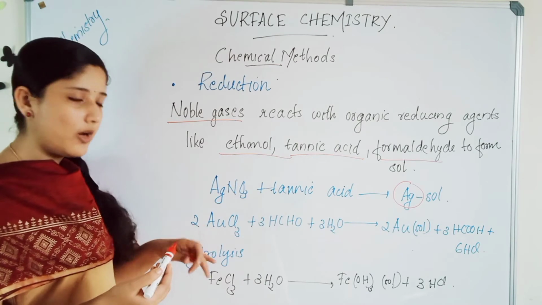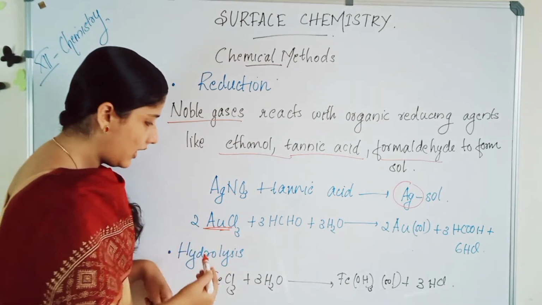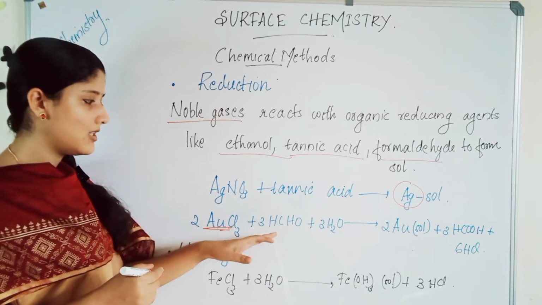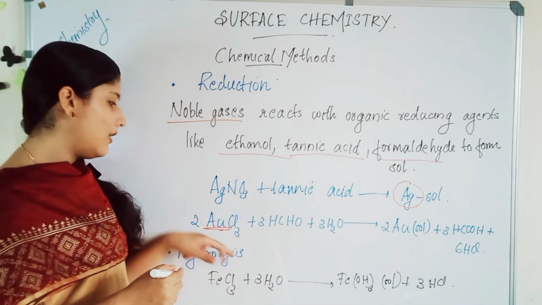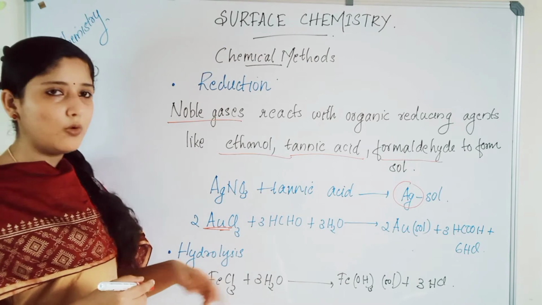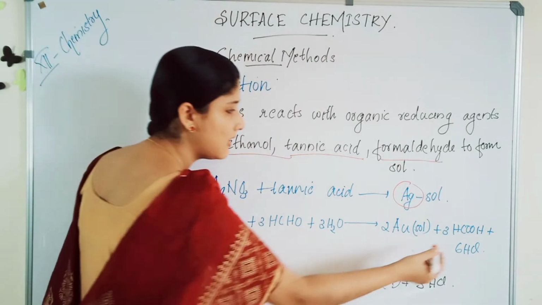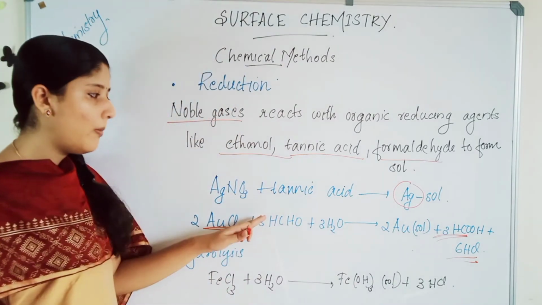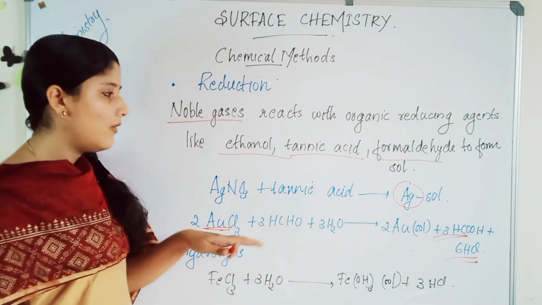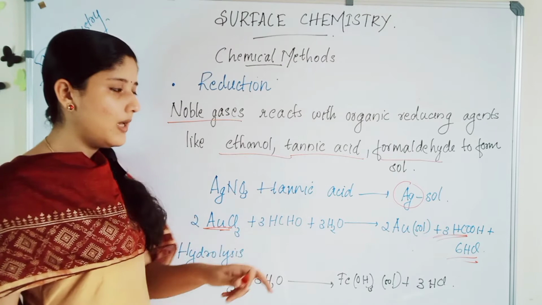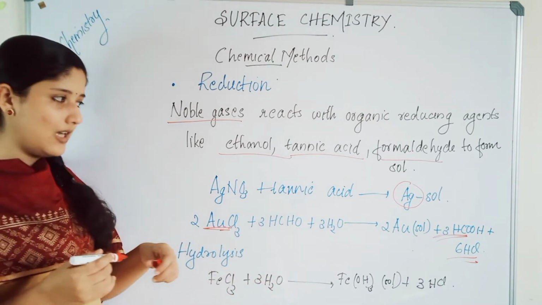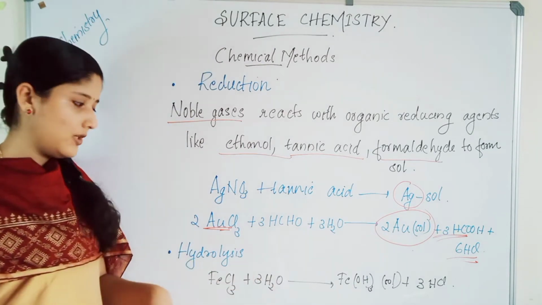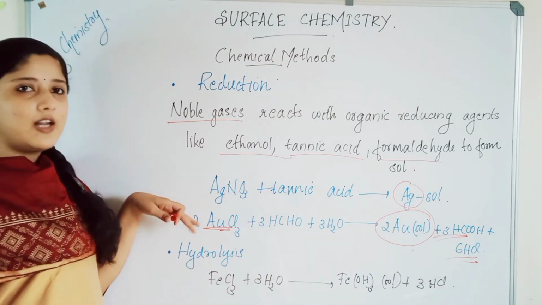Similarly, auric chloride, AuCl3, plus 3HCHO. What is this? This is formaldehyde. Formaldehyde will react with auric chloride to give you gold sol plus formic acid plus HCl. We can separate gold particles from that solution. This is the reduction method.